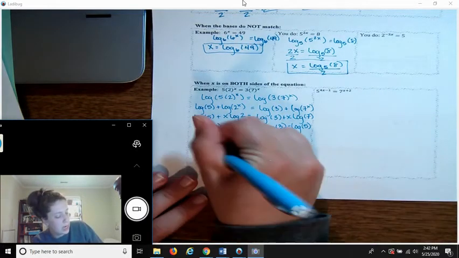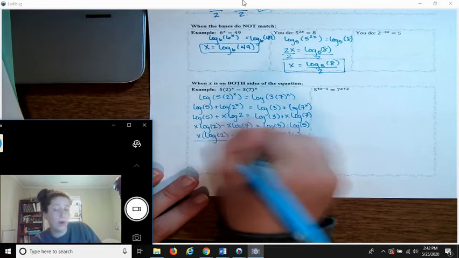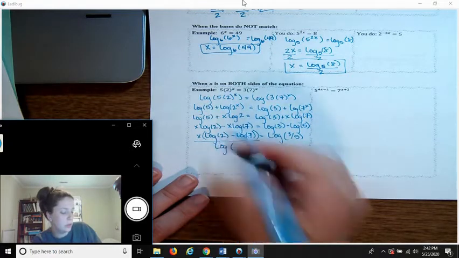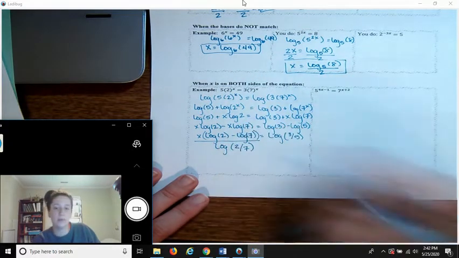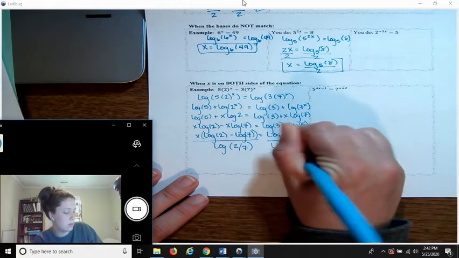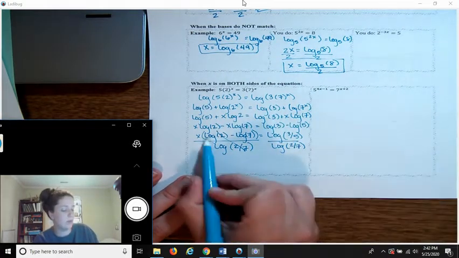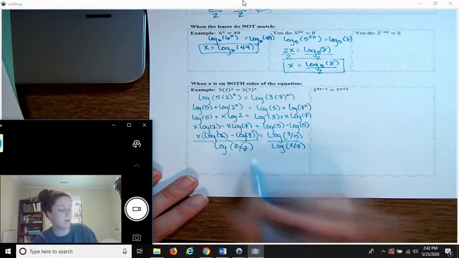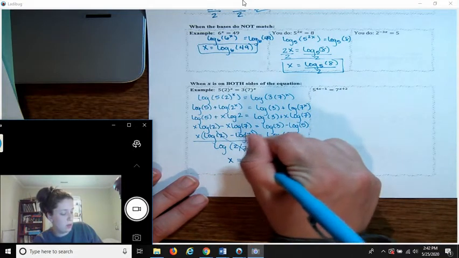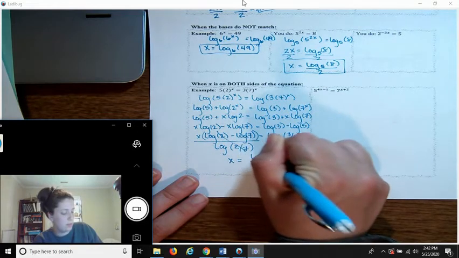And then on this side, I should have rewritten it already, but I'm going to divide by what I would have rewritten it as. I hope this isn't too confusing. Log of 2 over 7. That's the same thing as the difference of those two logs. So this cancels out here because they're the same. The difference of log of 2 and log of 7 is the same as log of 2 over 7. So then I get that x is equal to log of 3/5 over log of 2/7.